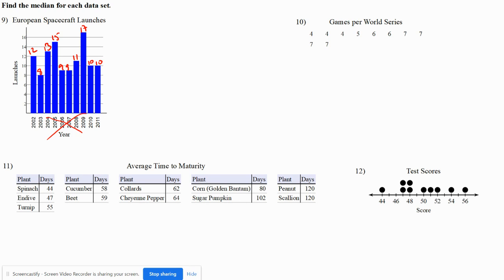10, and 10. So what I'm going to do, I'm going to put my numbers in order from small to large. I want to find the number in the middle. I count how many numbers I have. So I happen to have 10 numbers.